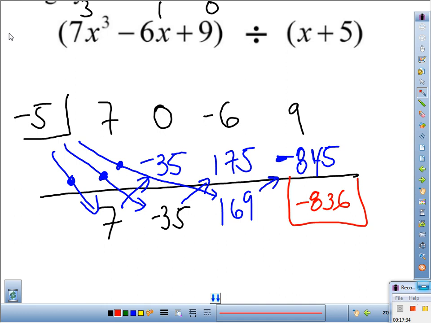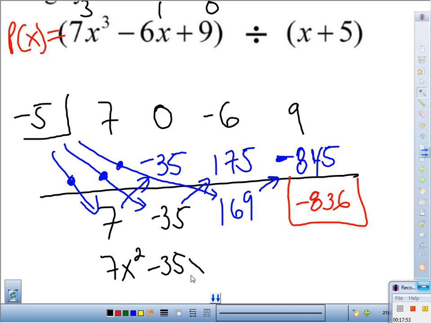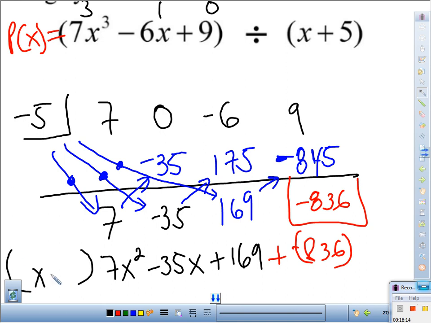So what if they did it like this? Will this be a factor of this one? No, because we have a remainder. However, how do we write the quotient? Let's see. 7x squared minus 35x plus 169. Yes? And then plus -836. And of course, that multiplied times x plus 5. And that's the homework question.